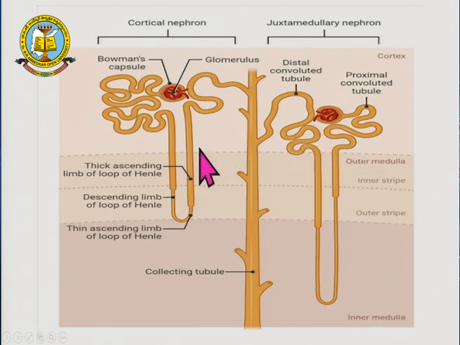This region up to here is called the cortex region. This is called the medullary region. Now the osmotic pressure we discuss. The osmotic pressure in the cortex region is 300 milliosmoles. In the medullary region 400 milliosmoles is there.